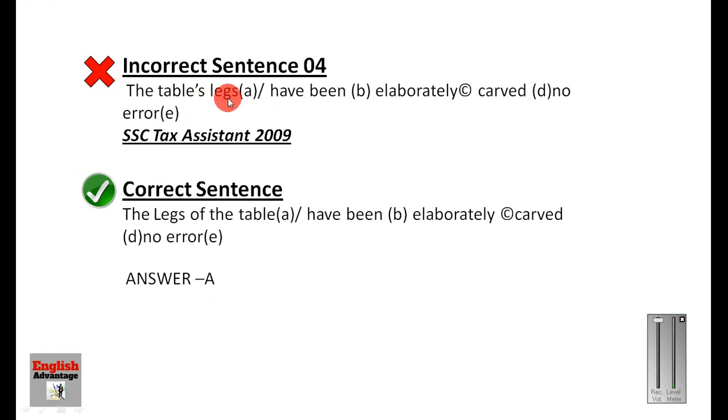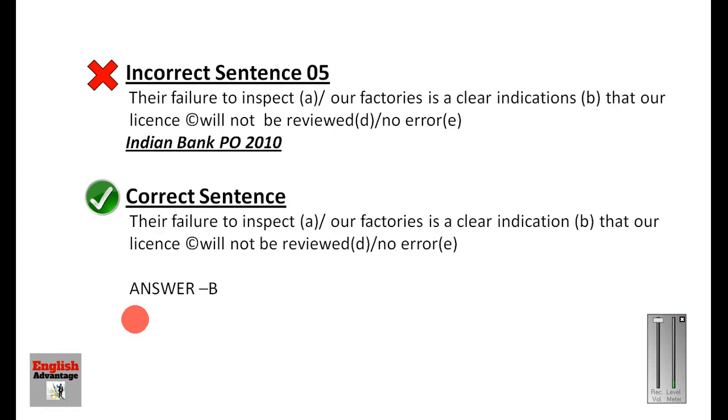The table's legs have been elaborately carved, and no error. Just see the first part of the sentence. This apostrophe S is normally used with living things, but here you have used it with a non-living thing, the table. So it should be not the table's legs, but the legs of the table. So the answer would be A, because the problem lies in part A. Now let us see the next question.